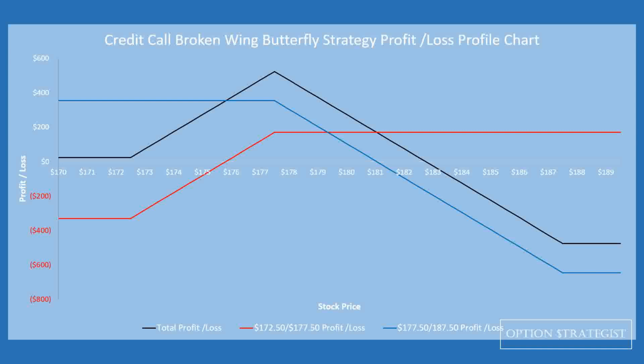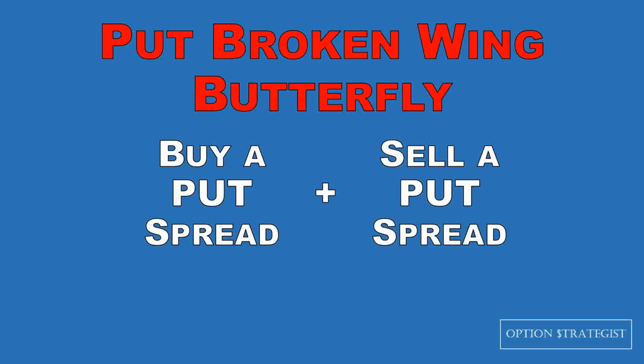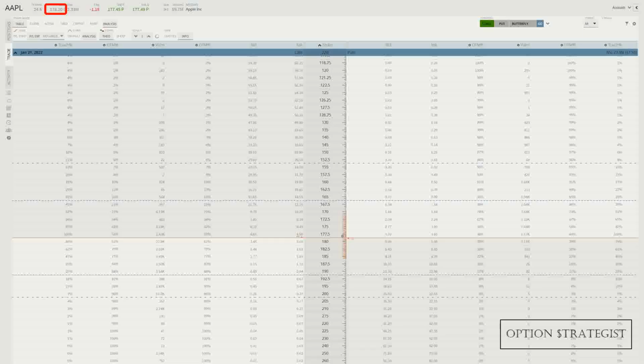Now let's look at how to set up a put broken wing butterfly. Same as the call broken wing butterfly, the put broken wing butterfly consists of buying an in-the-money put spread and selling an at-the-money put spread. In this example, the trader can buy a 185, 180 put spread and sell a 180 and 170 put spread. The trader will collect $33 for the trade.